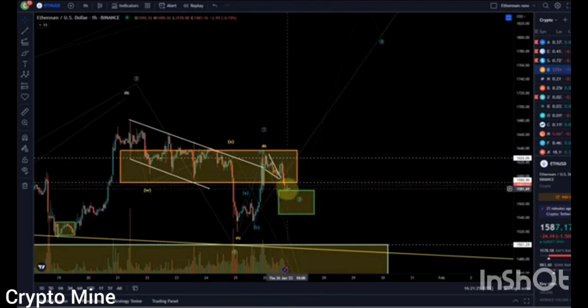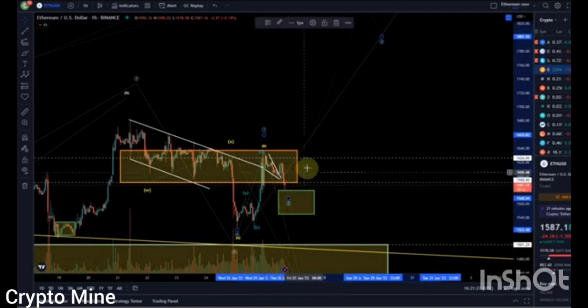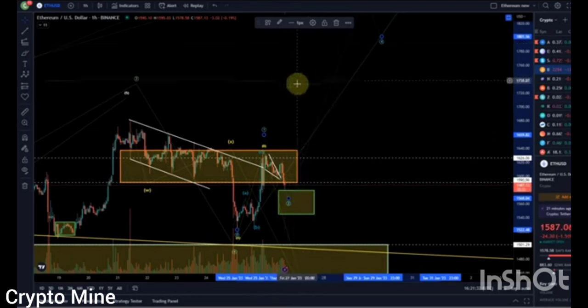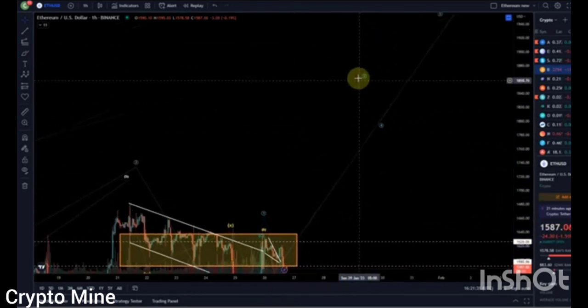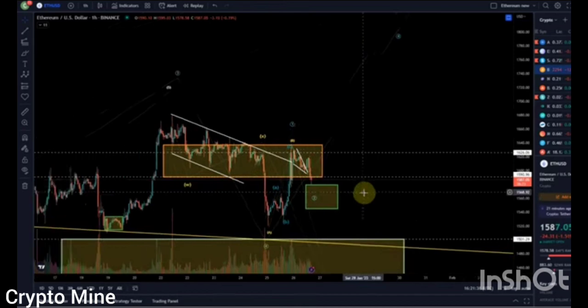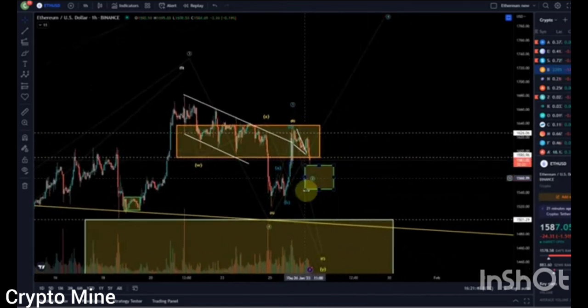The first evidence that this wave 2 is over would be if we break above the recent high, which is at 1621. That would be the first evidence that we are starting to move higher. It would then be in a third wave. And this is exactly the range we now need to look out for.